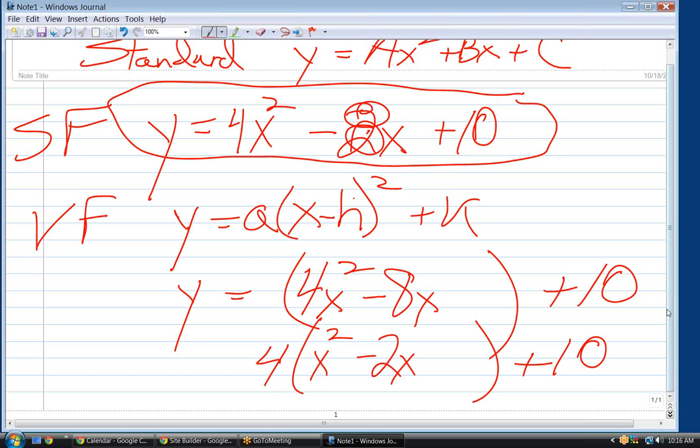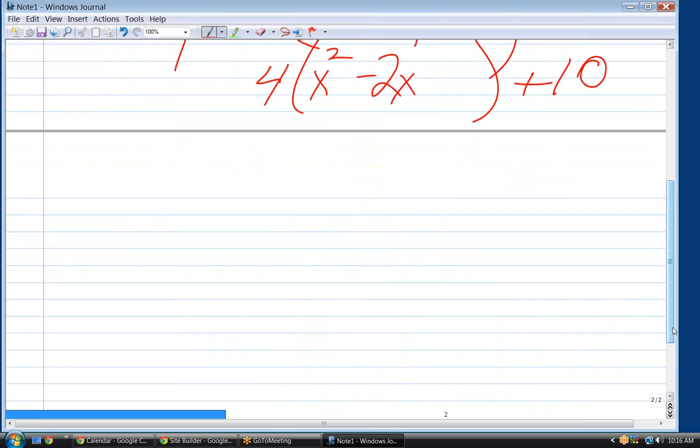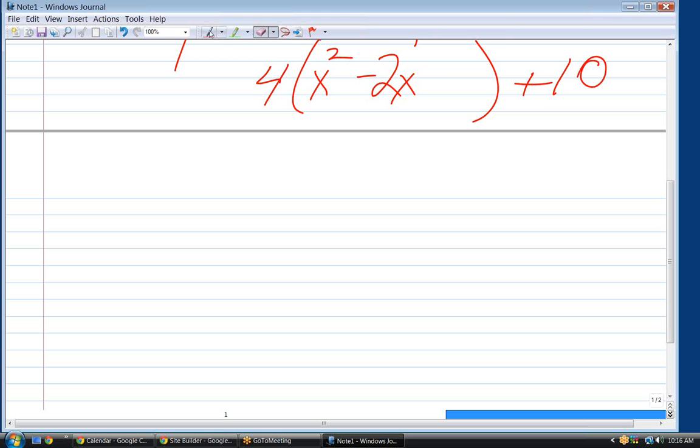Now what? Now I'm ready to complete the square inside the parentheses. Divide negative 2 by 2 and then square it, so 1 plus 1. Now what do I have to write over here? Subtract 1? When I wrote 1 in there, how much did I add to the right side of the equation? That's right, I added 4. So you always have to multiply whatever this number is by the coefficient that you factored out.